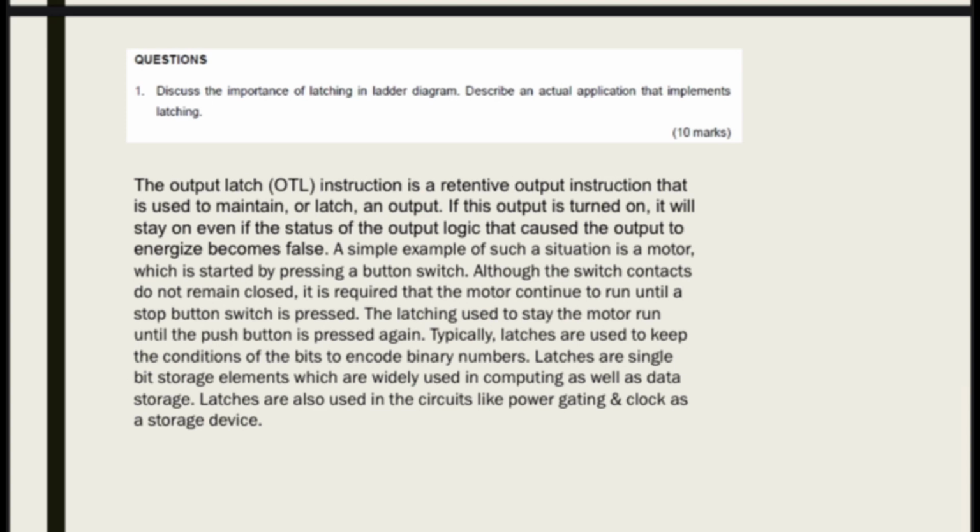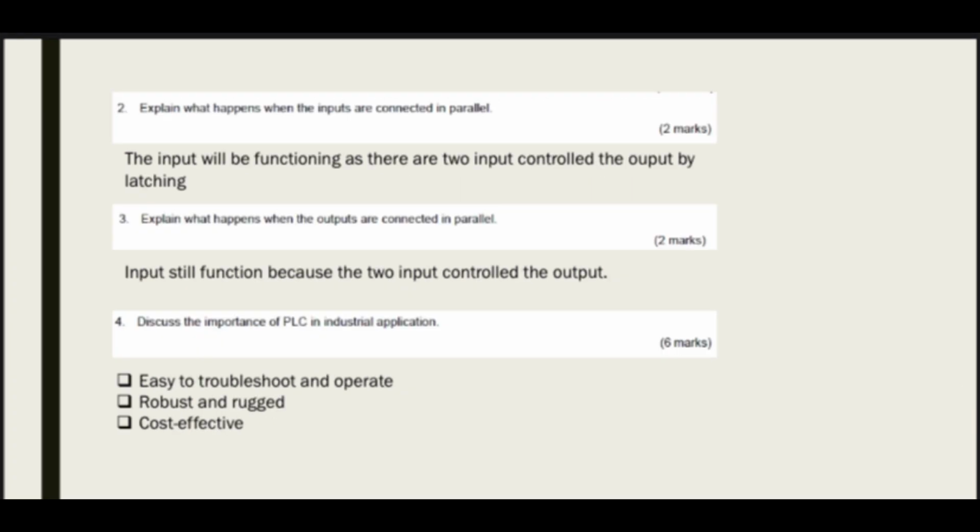For the second question, explain what happens when the inputs are connected in parallel. The input will be functioning as there are 2 inputs controlling the output by latching. So the next questions, which are question number 3 and number 4, will be continued by Zila.